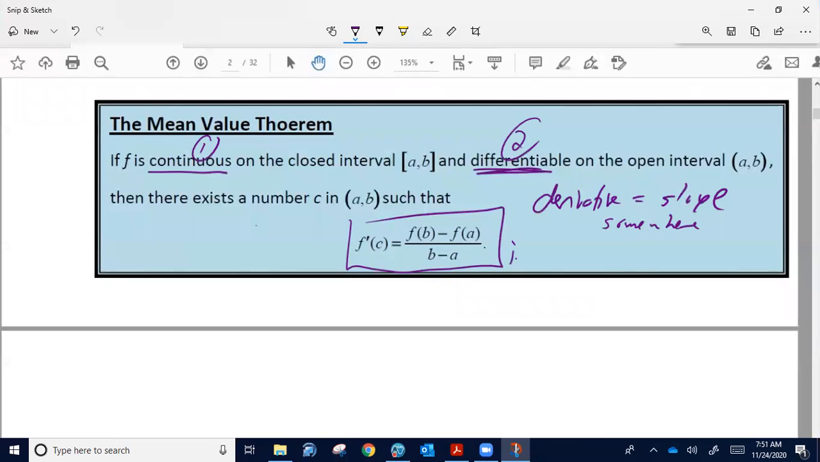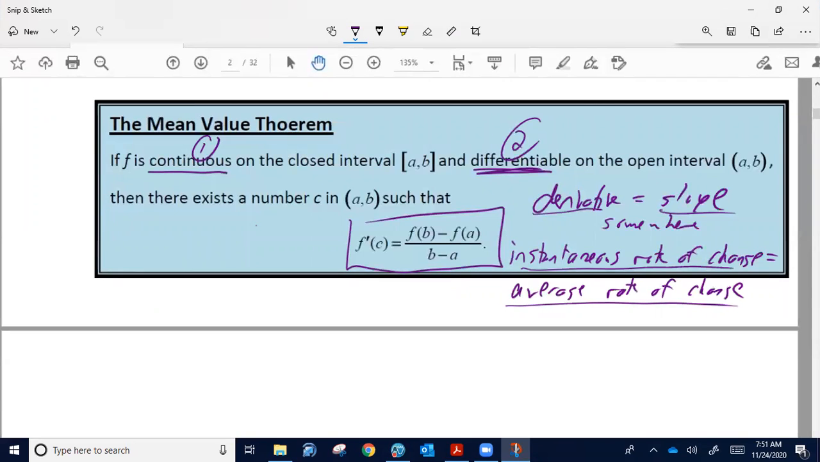Or the instantaneous rate of change will equal the average rate of change somewhere. Derivative must equal the slope. Instantaneous rate of change must equal the average rate of change. f prime, the derivative, must equal this difference quotient slope. If you're continuous and differentiable, that has to happen somewhere.